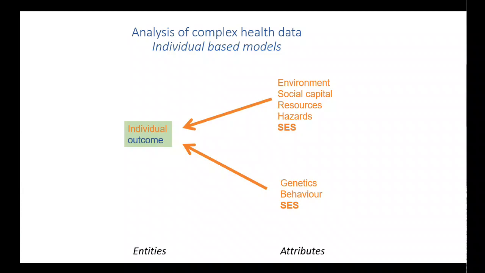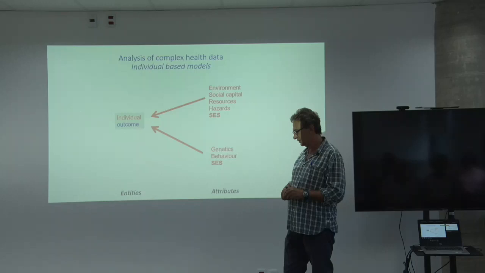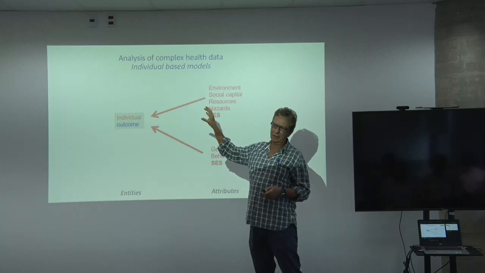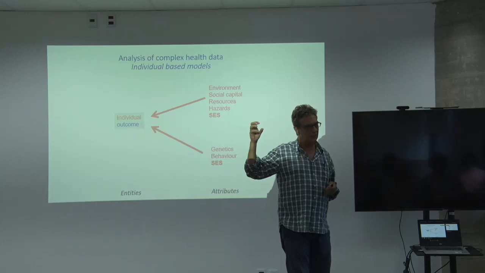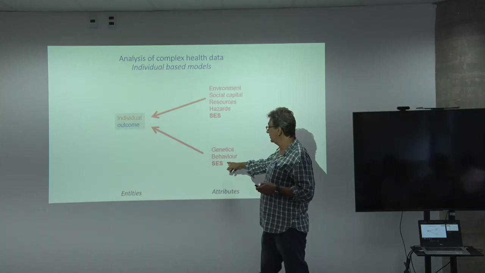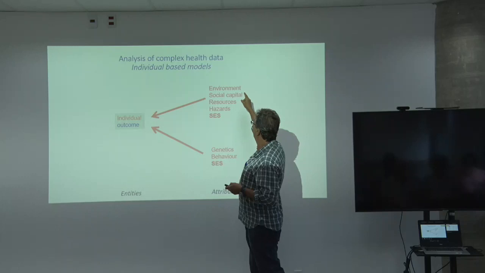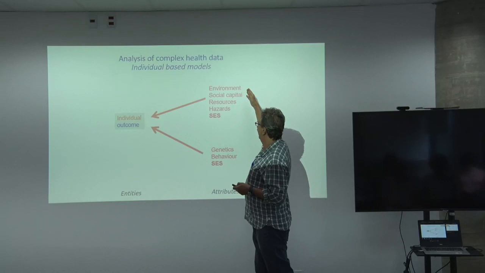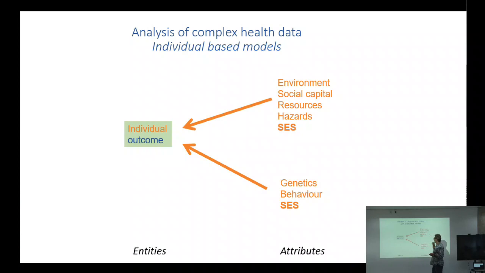On the other side, after many criticisms, epidemiologists and social science researchers started to focus on the individuals, because the health outcome is embodied in individuals, where genetic factors, behavior factors, and socioeconomic factors influence the outcome, but also other factors like environment, social capital, resources, hazard, and also socioeconomic status influence the outcome.